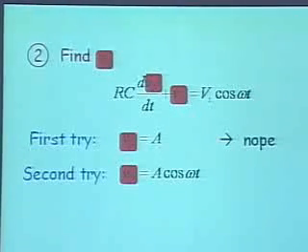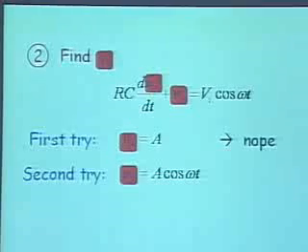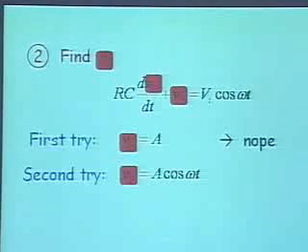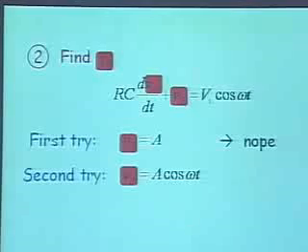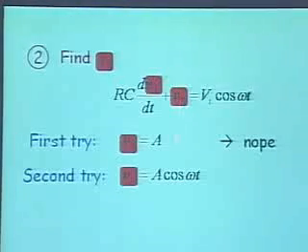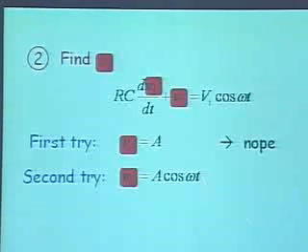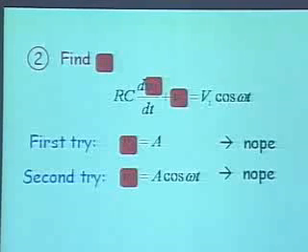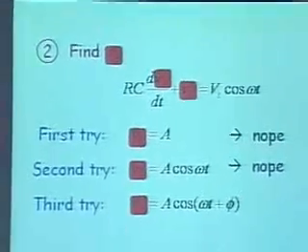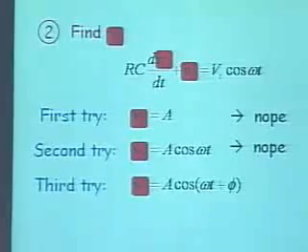Well, aha! Cosine omega t here, let's try A cosine omega t as my particular solution. Things are getting a little more painful now. So substitute A cosine omega t here. I get A cosine omega t for VP, but out here I get RC A sine omega t times omega times minus 1. So I have a sine and a cosine, and then a cosine on the right-hand side. Sorry, doesn't work either. Well, let's try A cosine omega t plus phi.